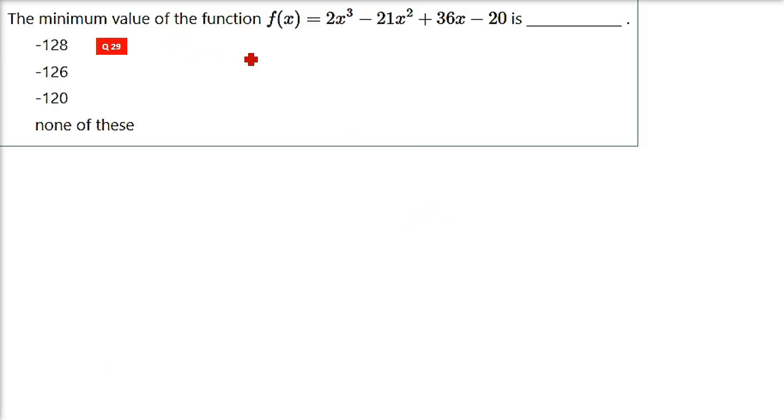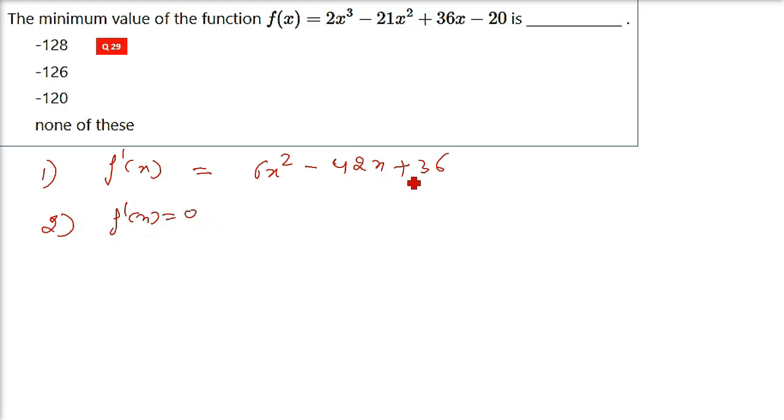Alright. The minimum value of the function, this one: we will first differentiate this function. Once you differentiate this function, you will get 6x square. I'm not writing the original function, it is already in front of you. So this is the first derivative I'm writing: 6x square minus 42x plus 36. For local minima and maxima, you have to equate this to 0. So 6x square minus 42x plus 36 equals 0. You can divide the left hand side and right hand side by 6.